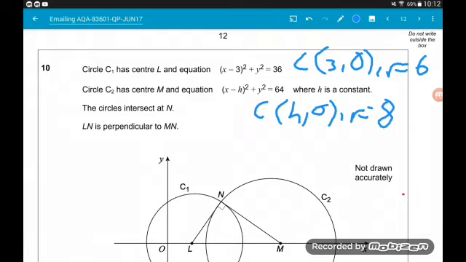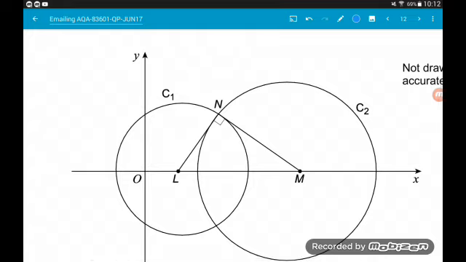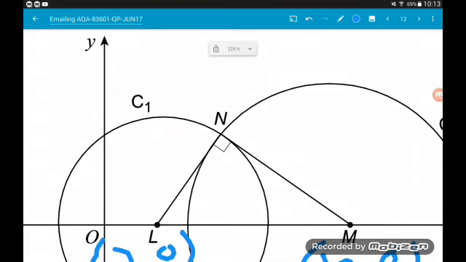So let's now go down to our diagram, see what we can put in. Well, we can put in the centres of our circles, why not? It'll be fun. So the coordinates of L are 3, 0. The coordinates of M are h, 0. Now we actually also know the radius of each circle. That's handy because these two radii meet at this point N. So the radius of the small circle is 6. The radius of the big circle is 8.